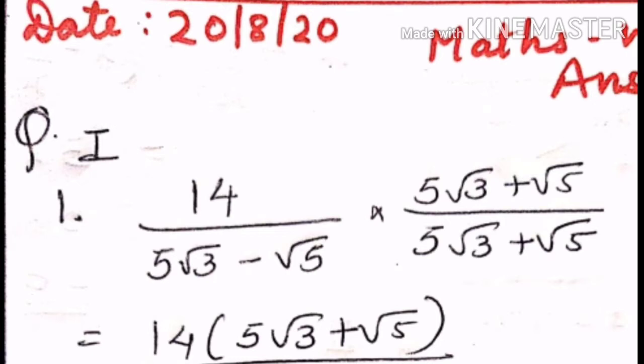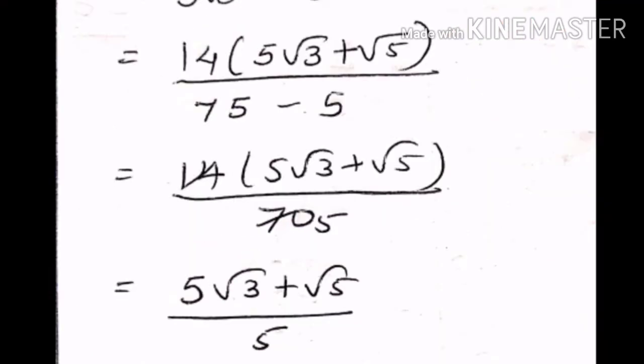Now in the numerator it is 14 bracket 5 root 3 plus root 5, and in the denominator, by taking square, that is a square minus b square type of identity. So 5 square is 25, 3s are 75, minus root 5 square, 5. So in the denominator we get 70. 14 5s are 70, that is cut. So the final answer we found is 5 root 3 plus root 5 by 5. If you solve it completely correctly, then you get the full marks, 3 marks.